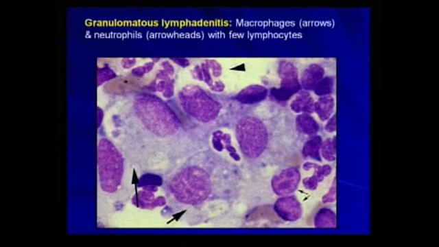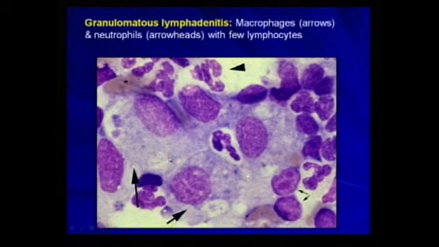But you can see that these cells, as opposed to lymphoblasts, contain large lysosomes. They have granular material within the cytoplasm. This one may even have engulfed a neutrophil, and that's not something that lymphoblasts are going to do. Or they may phagocytize an erythrocyte and have hemosiderin.